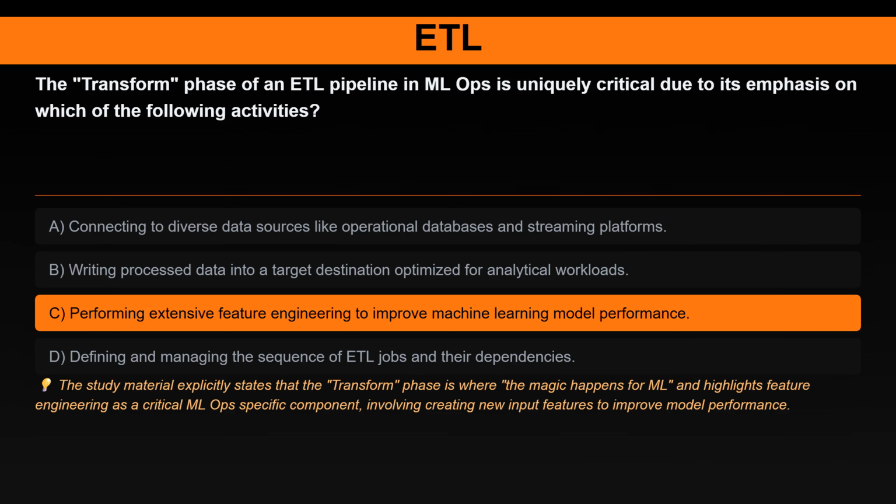The correct answer is performing extensive feature engineering to improve machine learning model performance. Here's the explanation. The study material explicitly states that the transform phase is where the magic happens for ML, and highlights feature engineering as a critical MLOps-specific component, involving creating new input features to improve model performance.